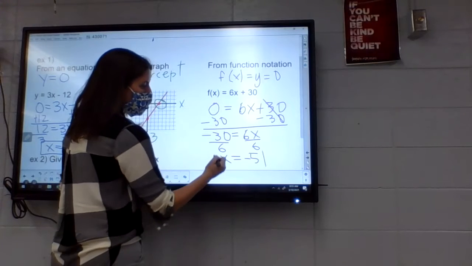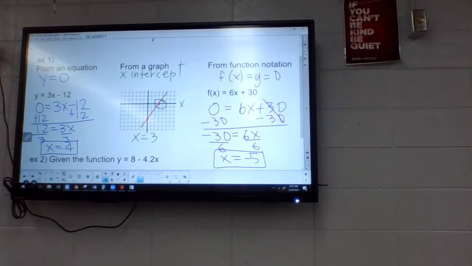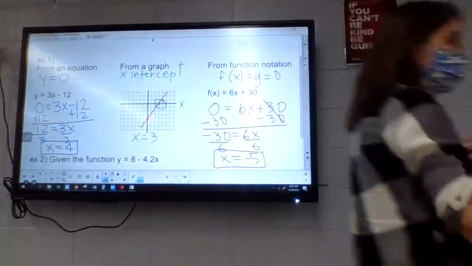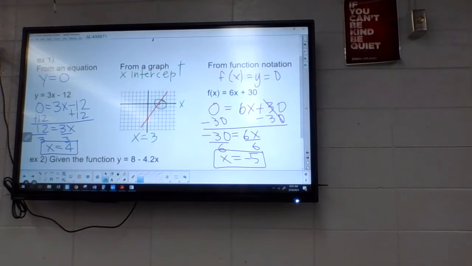This would be considered the zero of the function. So it's just a weird word for make y equal 0. It's just that people who know math don't need to say y equals 0. They just know the zero of the function is where y equals 0.